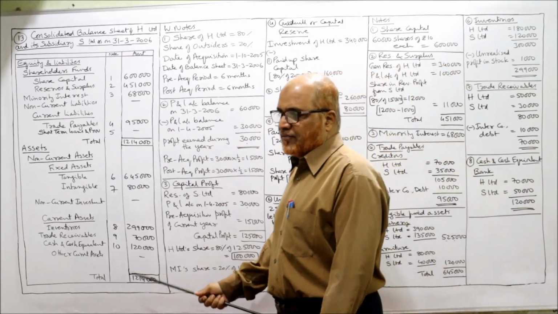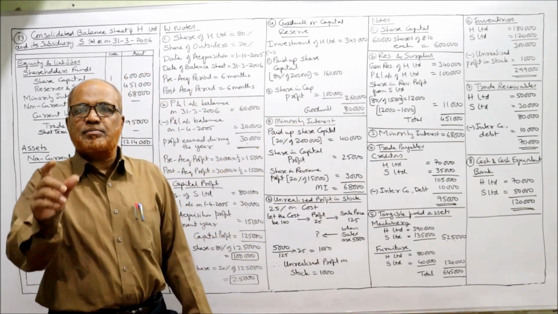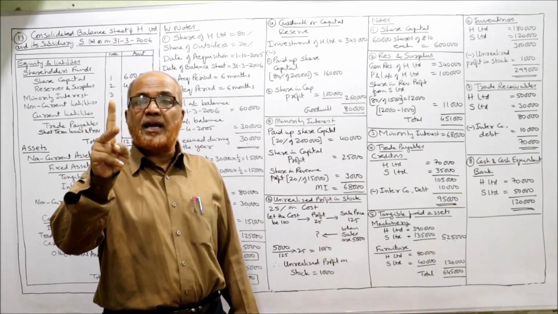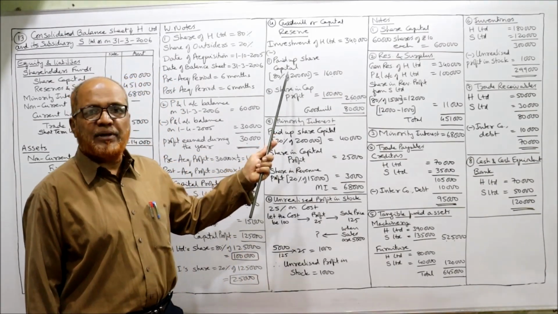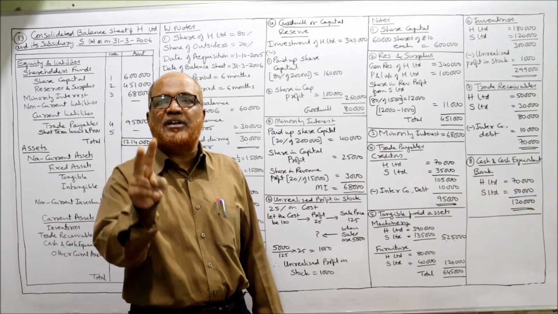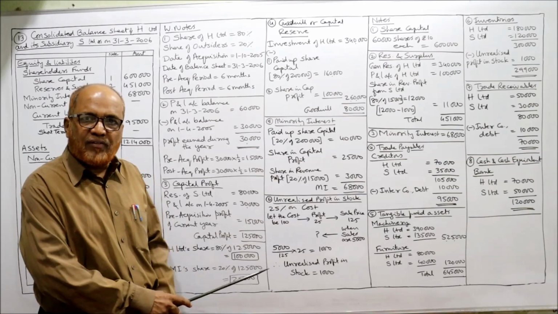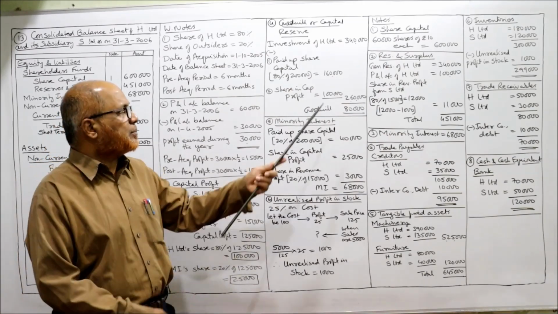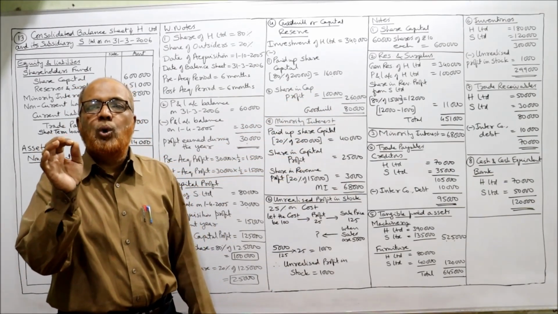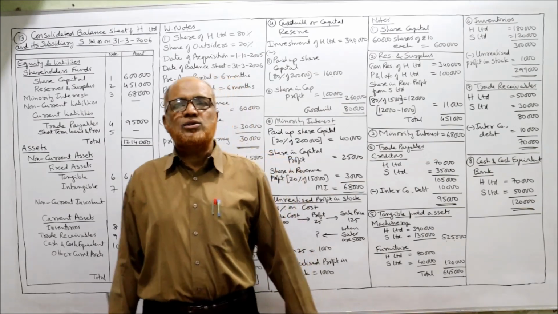Now goodwill or capital reserve. First of all, investments of H Limited, 3,40,000, given in the balance sheet. Investments made by H Limited in S Limited, 3 lakh. From this we deduct two items: paid up share capital and capital profit. Paid up share capital is 80% of 2 lakh. The share capital given in the balance sheet of S Limited is 2 lakh, so 80% of 2 lakh, 1,60,000, is the paid up capital. Share of capital profit, we have just calculated, is 1 lakh rupees. Take the total, 2,60,000. 340 minus 260, 80,000 rupees is the goodwill. That will be taken in intangible asset. Intangible asset 80,000 we are going to take.